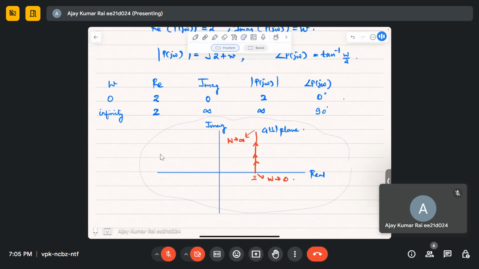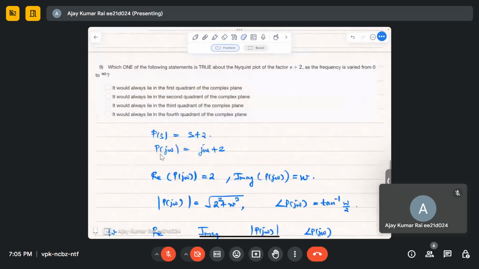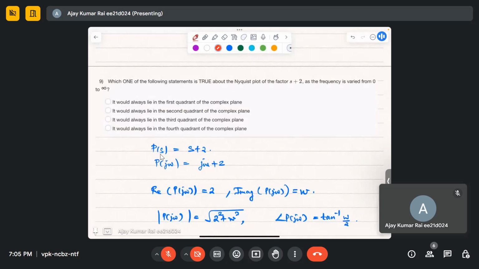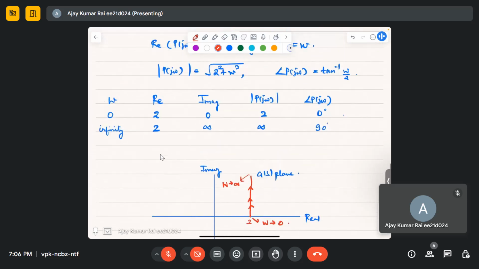So it's always lying in the first quadrant, right? So this is true. First quadrant of the complex plane. Second, it would always lie in the second. No, it's false. Third, fourth. Okay. So any doubt in this question?